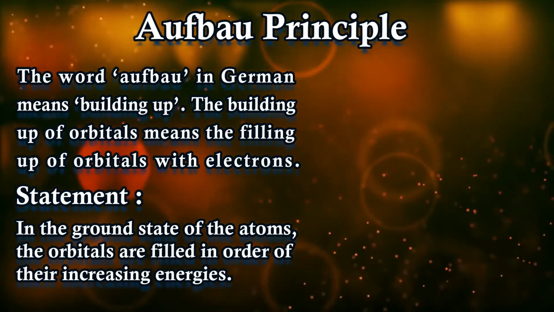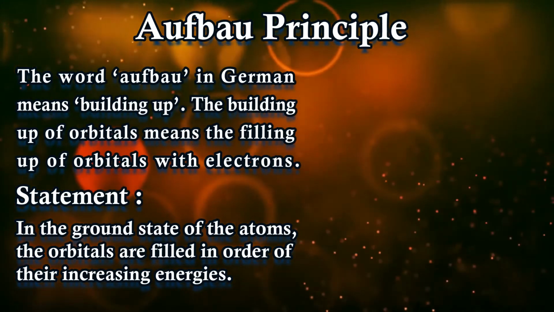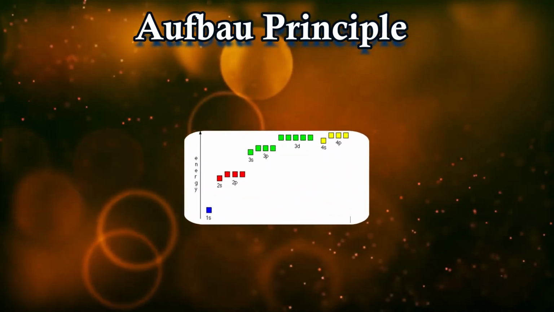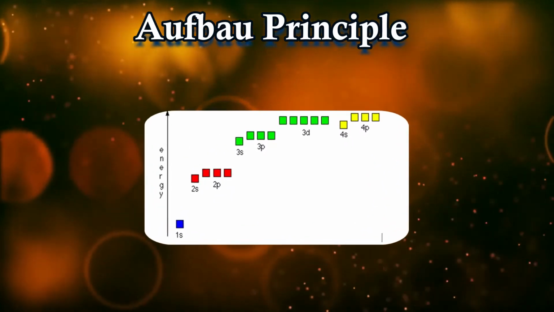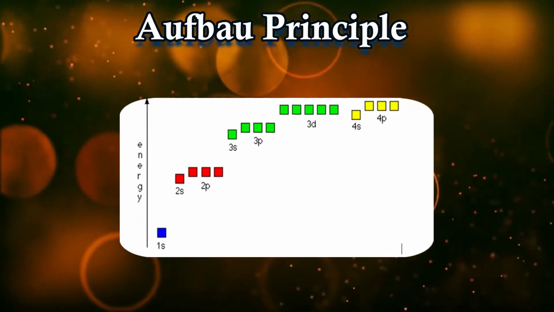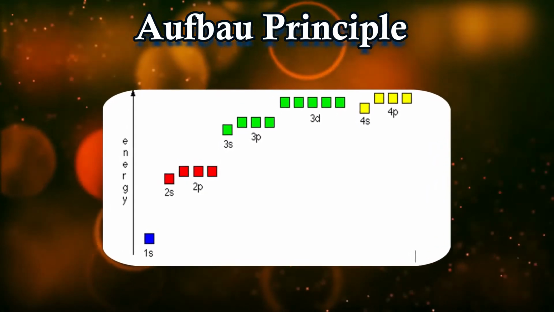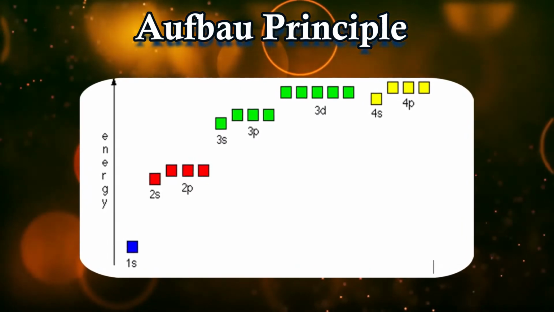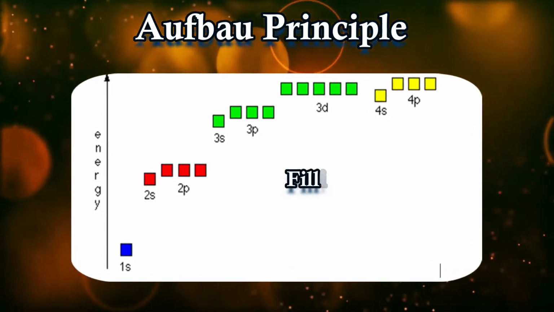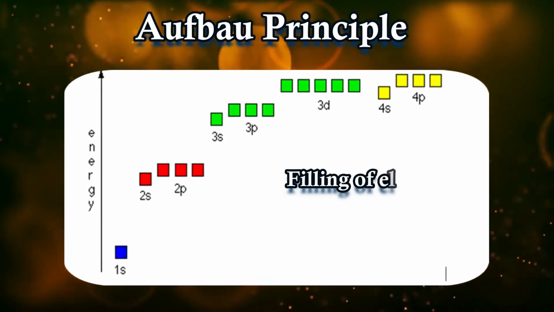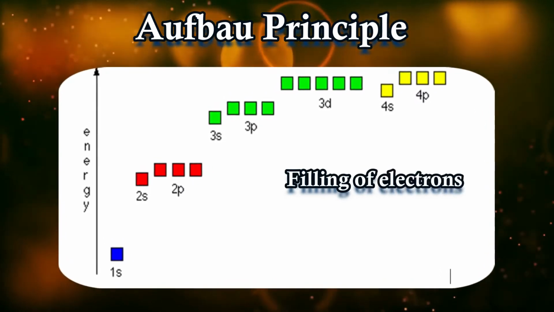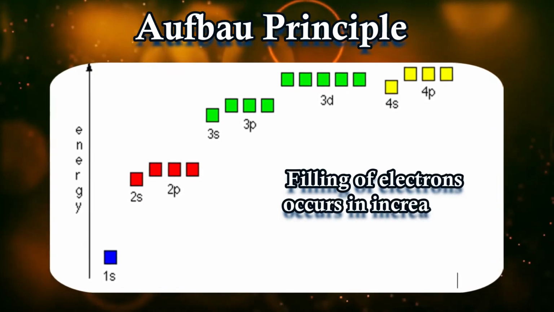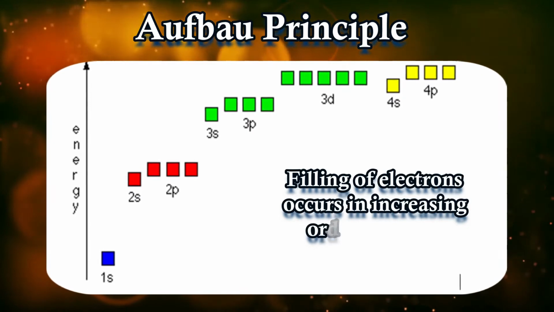But here the question arises that after 3p, which orbital will be filled, 3d or 4s? Now if we go by principal quantum number, yes, 3d should be filled. But if we follow the above rule, that electrons will be filled in order of increasing energies, then 4s will come before 3d, right? First 4s will be filled, then 3d will be filled. So the order is like this: 1s, 2s, 2p, 3s, 3p, then 4s, then 3d. This is followed by 4p, 5s, 5p, 4f, 5d, 6p, 7s, and so on, right?